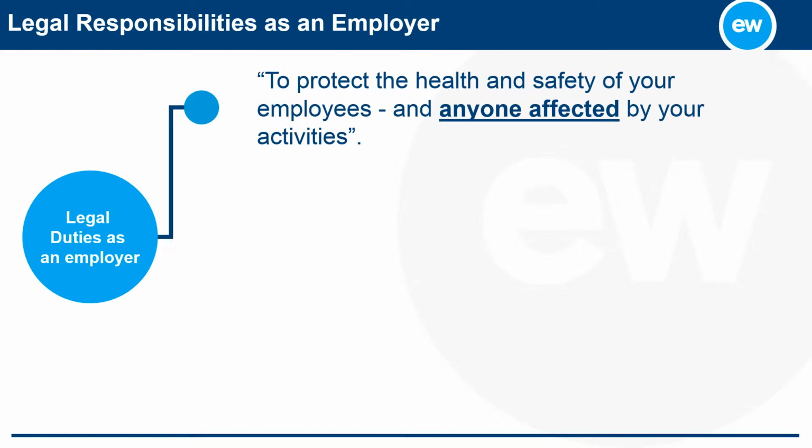So what then are an employer's legal responsibilities from a health and safety perspective? In summary, an employer has a duty to ensure the safety of all employees and indeed anyone else who may be affected by your activities. Within a school setting, this will be the school staff, your pupils, parents, visitors and contractors, and indeed anybody else who may enter the school premises.